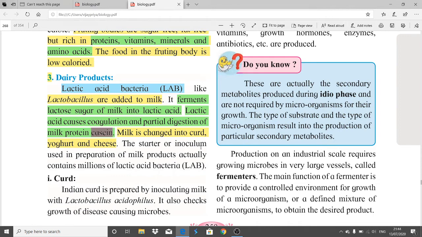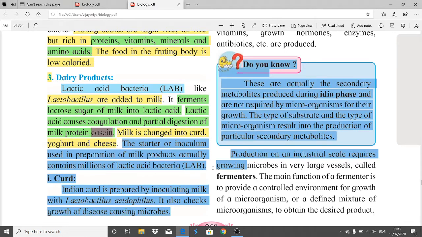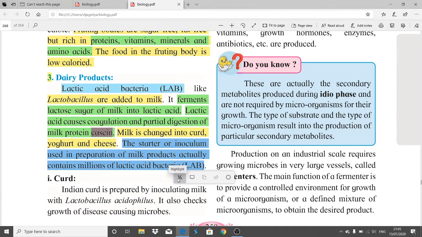The starter or inoculum. Now starter means whatever you are adding inside the milk, that is called as starter, or inoculum. Used in the preparation of milk products, it actually contains millions of lactic acid bacteria. Now what you have to understand in this is that the lactic acid bacilli, or these lactobacilli, act as starter or inoculum for the formation of curd, yogurt and cheese.